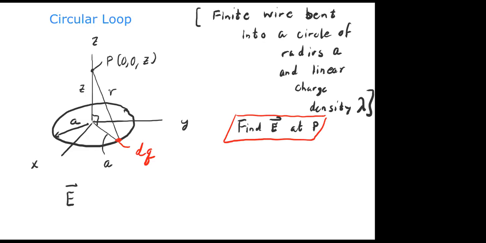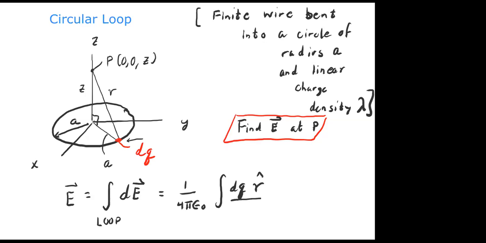Same procedure. The electric field is going to be obtained by adding up the electric field, not just to this small piece of charge dQ, but I have to add up those contributions over the entire loop. I have to integrate. So this is going to be an integration over the loop, as opposed to the previous case where I did integration over the wire. What is this? This is 1 over 4 pi epsilon naught times the integral of dQ r hat over r squared.